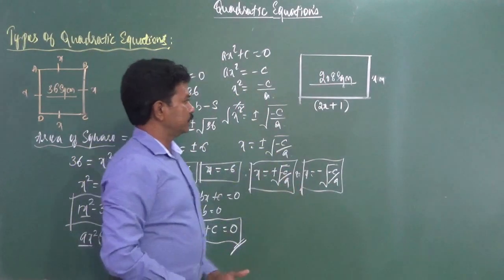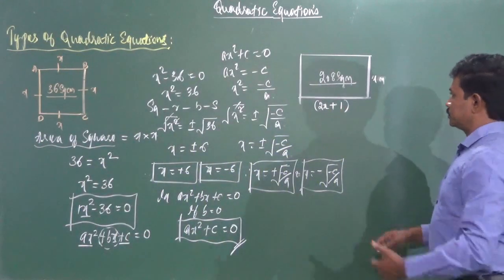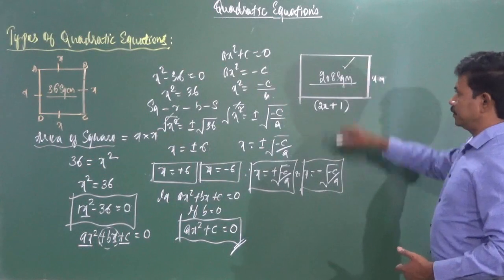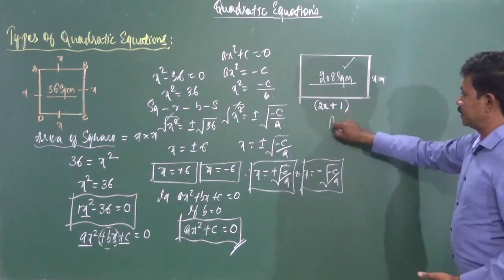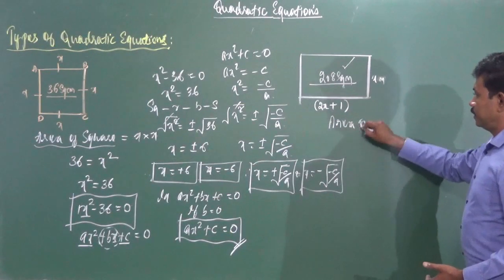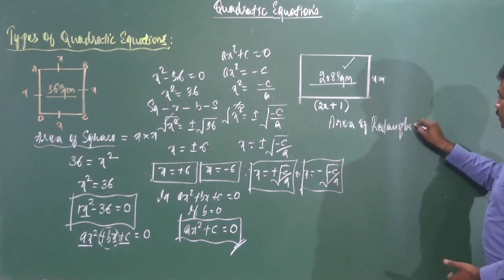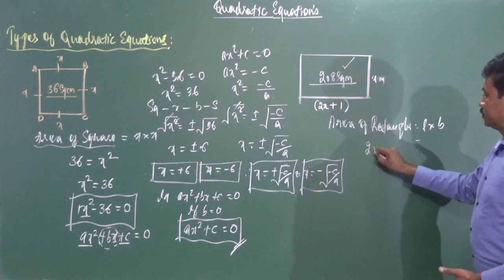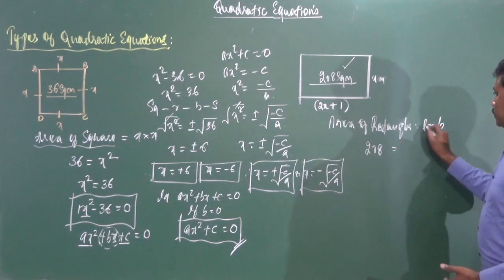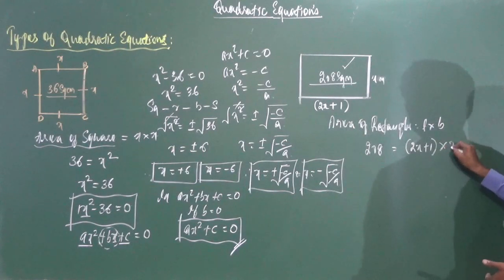So now we will convert this into a quadratic equation. Let us go with this. In order to find the area of a rectangle, the formula is length into breadth. So area of rectangle is equal to length into breadth. So it is 208 is equal to length, which is 2x plus 1, into breadth, which is x.